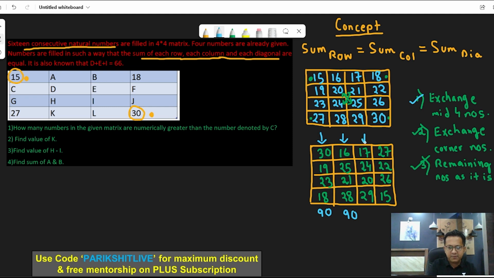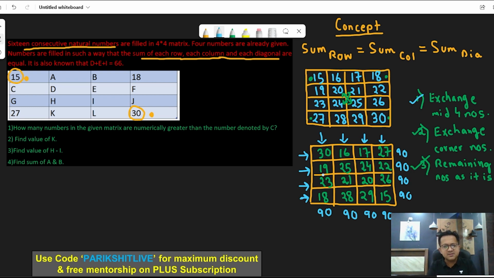Similarly, if you add the third column, the sum is again going to be 90. Fourth column, the sum is again going to be 90. Let's look at it horizontally. 30 plus 16, 46, plus 17, 63, plus 27, 90. Similarly, if you add the other rows like this, it's going to be 90. For each of the rows, the sum is going to be 90. You don't have to do this, but I'm just showing you in case anyone still has a doubt whether the sum is actually the same for all the rows and all the columns.